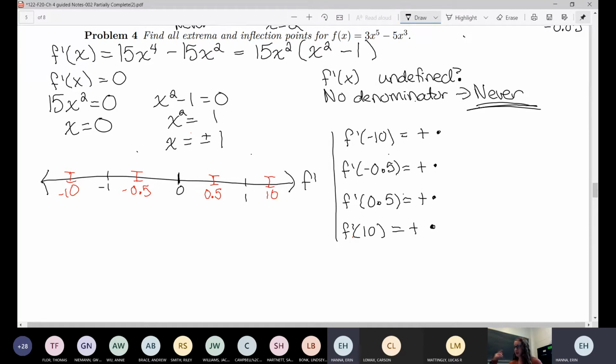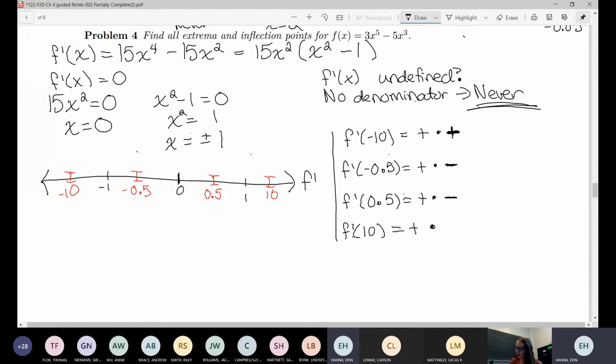And again, I'll find the actual numbers in a second in case you don't like this type of idea. And then the x squared minus 1. Well, the x squared is always going to be positive. So if I plug in negative 10, I'll have 100 minus 1, so that'll be a positive number. If I plug in negative 1/2, I'm going to get positive 1/4. So 1/4 minus 1 is going to lead me to a negative number. So I'll get a negative there.